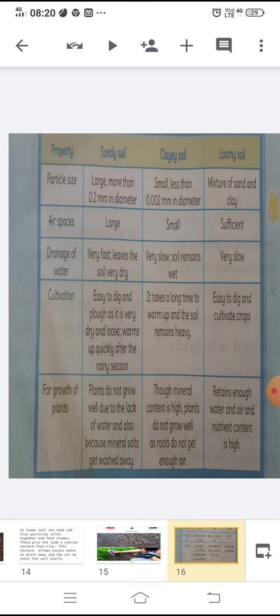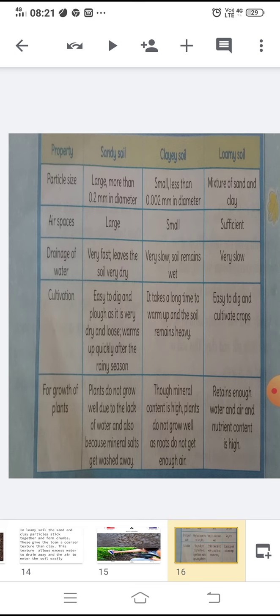Cultivation. Sandy soil, easy to dig and plow as it is very dry and loose. Warms up quickly after the rainy season. Clay soil, it takes a long time to warm up and the soil remains heavy. Loamy soil, easy to dig and cultivate crops.